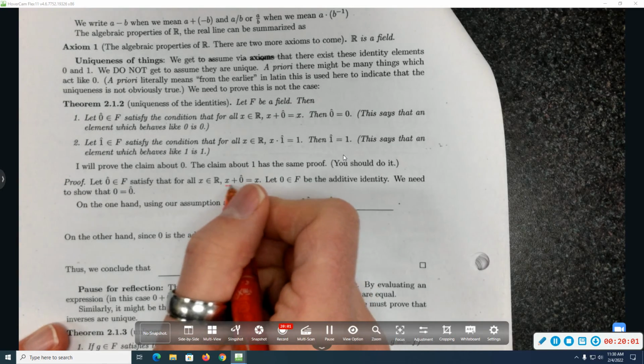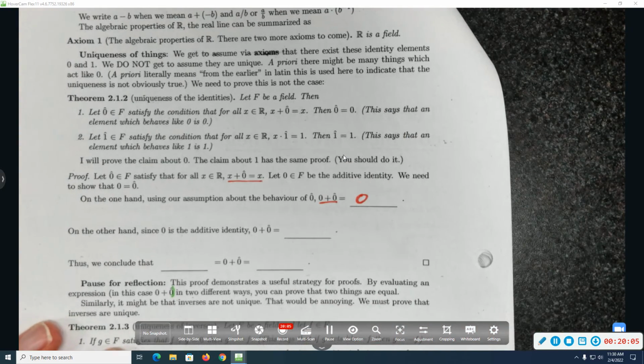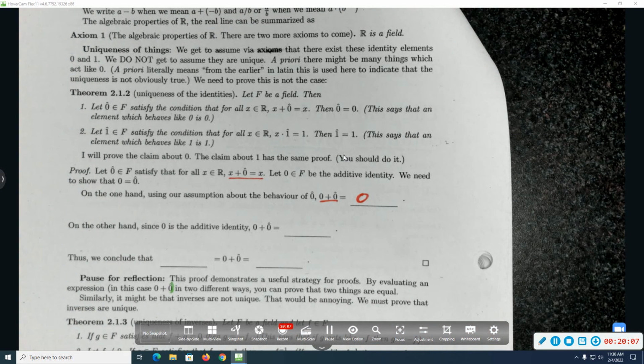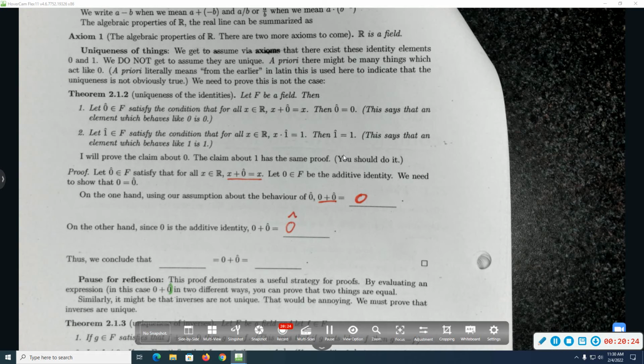By this assumption, 0 plus 0 hat is equal to 0. But wait, on the other hand, 0 is the additive identity element. So what's 0 plus 0 hat? Anything, 0 plus anything is that anything. So 0 plus 0 hat is 0 hat. Oh wait, does that mean 0 is equal to 0 hat? Yes, they're both equal to the same something. Excellent.